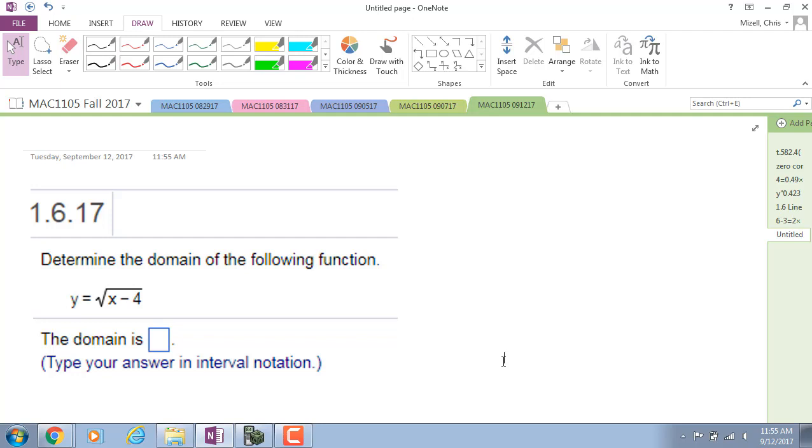5 minus 4 is 1. The square root of 1 is 1. So that's real. So 5 is good. What about 6? 6 minus 4 is 2. Square root of 2 is 1.414 something, something, something. It's irrational, but it is very much real.